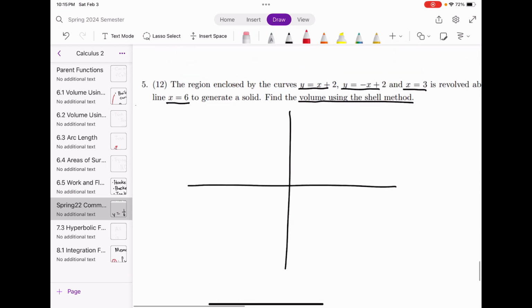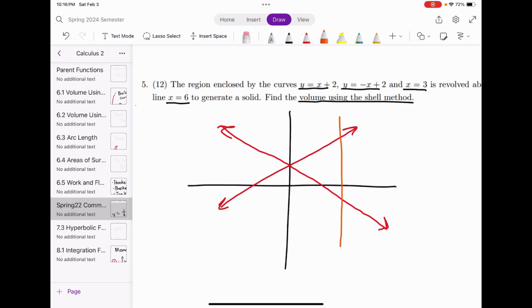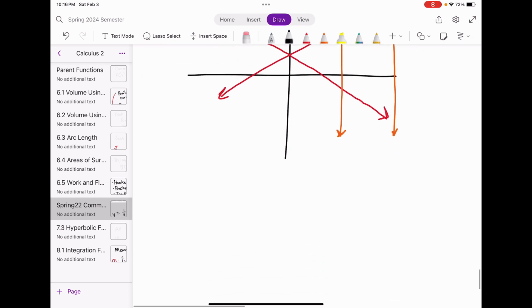So you have y equals x plus 2, something like that. You have y equals negative x plus 2, so it passes through this point. You have x is equal to 3. I'm going to use a different color, which I assume is somewhere around here. And then we have x is equal to 6, which is somewhere far off. Draw these all as lines. And we want to generate a solid and then use the shell method.